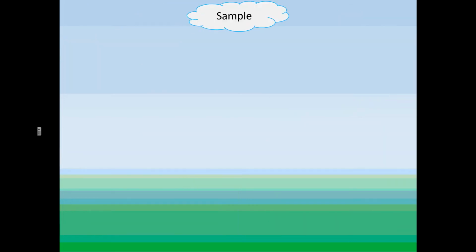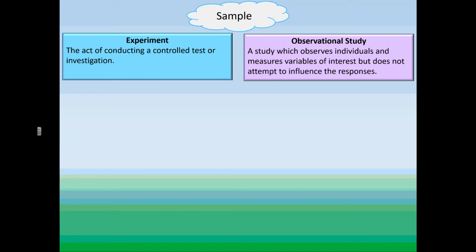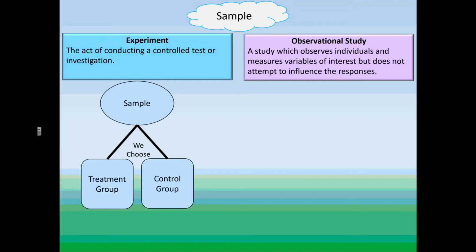Now, once we have the sample, what do we do with the sample? We've talked about how not to take a sample, now we've talked about how to definitely take a sample. Once we have a good sample, what do we do with it? Well, we have two options. We can either do an experiment on it or an observational study on it. In an experiment, we take a sample and then we choose who gets to be in the treatment group and who gets to be in the control group. So we randomly put people in the treatment group and randomly put people in the control group.